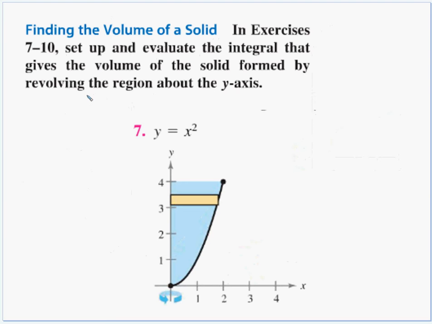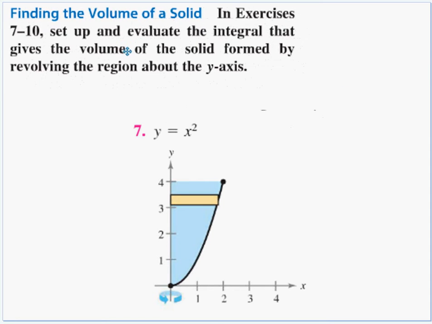5, we'll skip that one. Number 7. Now this is where we're going to get a little more juicy with these. Let's see, I'm flipping through my notes for this one. In exercises 7 to 10, set up and evaluate the integral that gives the volume of the solid formed by a revolution about the y-axis. Okay, this isn't the one I was thinking of that has 4 parts to it.